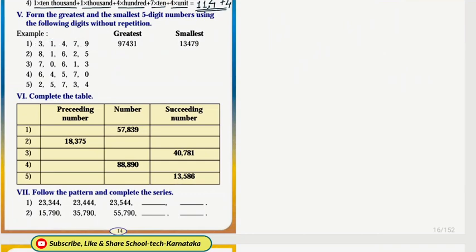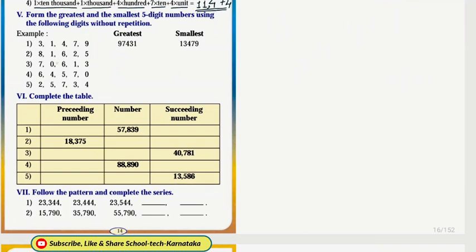So similarly, to write the smallest number, we need to find the smallest digit first from the given digits. The smallest digit that we have here is 1. And then the next one is 3, and from the remaining we have 4, and from 7 and 9 we have 7 and then 9. So 13,479 is our smallest 5-digit number.